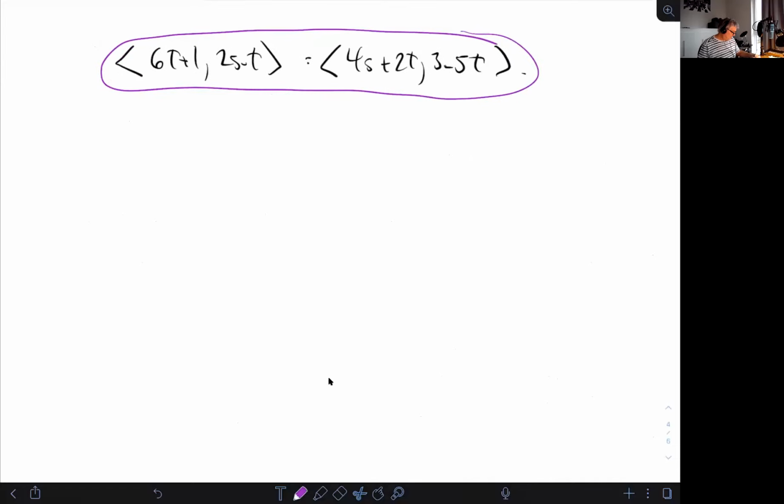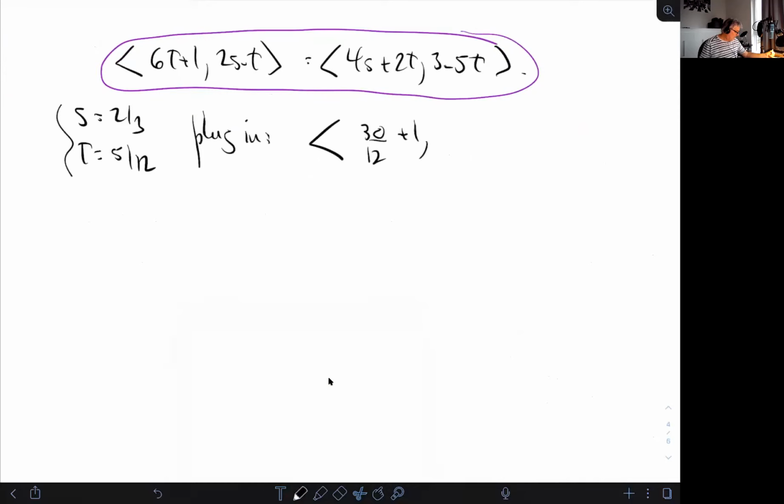Okay, so we found s equals 2/3, t equals 5/12. Hopefully I didn't make a mistake. So then you just plug in those values. So you'll get 30 over 12 plus 1. And 2s, that's 4/3 minus 5/12. That would be the vector. You can simplify if you like, but hopefully it gives the same thing on both sides. Again, I might have made a mistake. Okay, thank you, sir. All right.